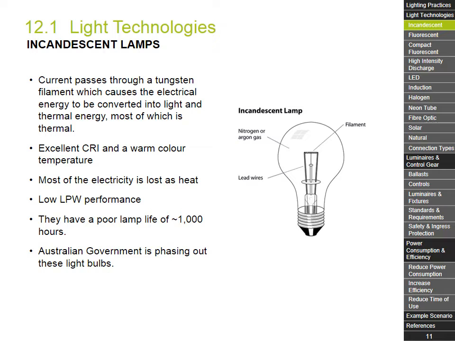The incandescent lamp has an excellent CRI and a warm color temperature, which provides brilliant color rendition of human skin tones. Though due to the fact that most of the electricity they consume is lost as heat, they have a very low lumen per watt performance. They also have a poor lamp life of about 1,000 hours. In 2009, the Australian government introduced a law that restricted the importation of inefficient incandescent general lighting service lamps after recognizing how inefficient they were compared to the other affordable technologies on the market.